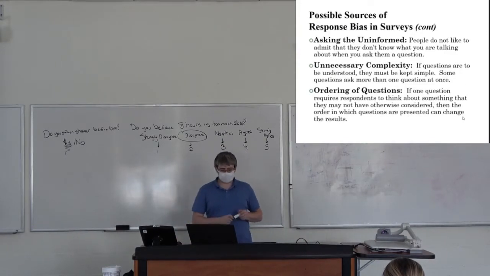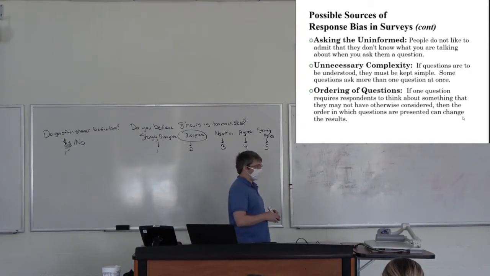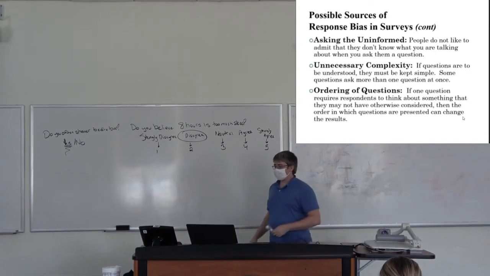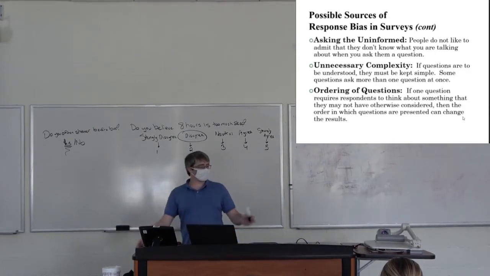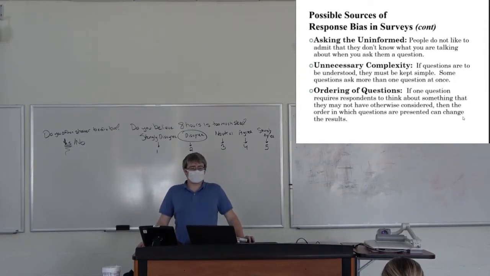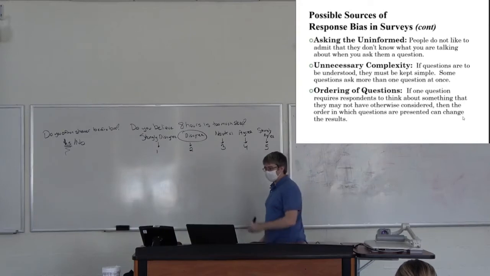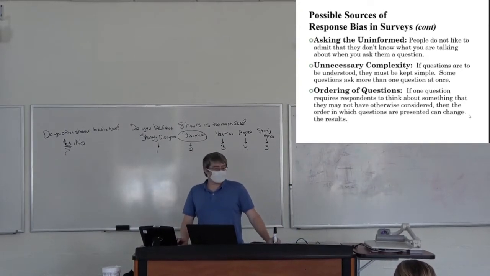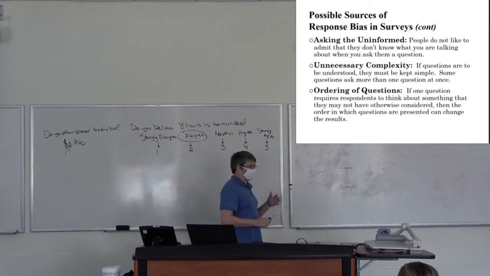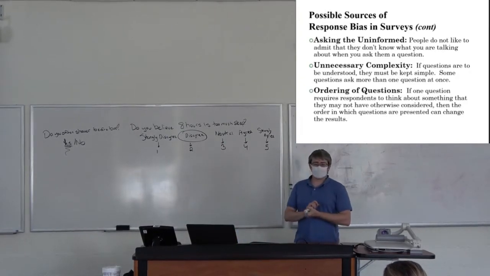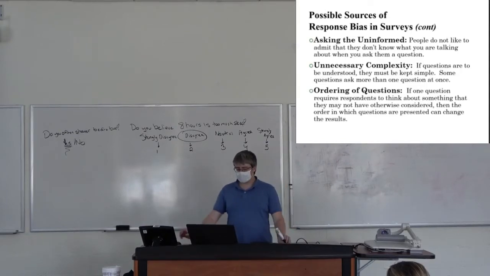Another source of bias in surveys is asking the uninformed. People don't like to admit that they don't know what they're talking about when you ask them a question. One might be, do you remember the type of deer that we talked about in last class? I'm sure a good majority will say, oh yes, I remember the notes completely, even though I don't even remember it now, it's a Pere David's deer or whatever. And so based off of that, more people are going to say yes, I do know what you're talking about, without asking further questions about it.